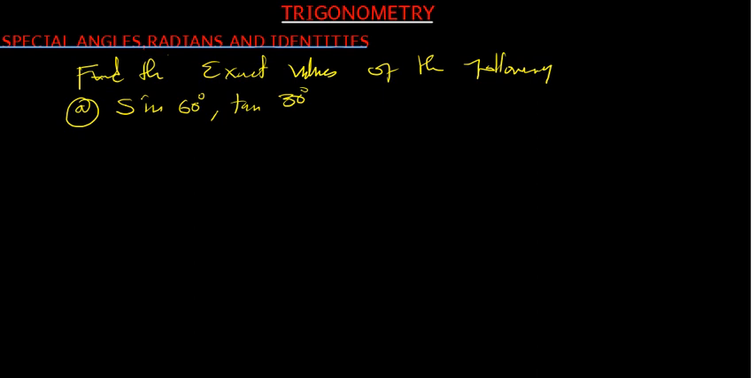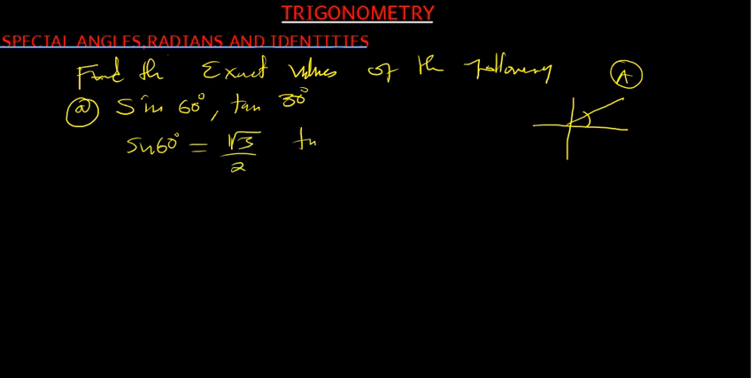Now 60 degrees is in the first quadrant, and you know that in the first quadrant all trig ratios are positive, and so sine of 60 degrees is going to be equal to, we know that sine 60 is 1 over 2. Sorry, not 1 over 2. Okay, sine of 60 is root 3 over 2. And then 30 degrees is also in the first quadrant, and in the first quadrant all trig ratios are positive, and you know that tan 30 is 1 over root 3. So basically that is how we find that one.